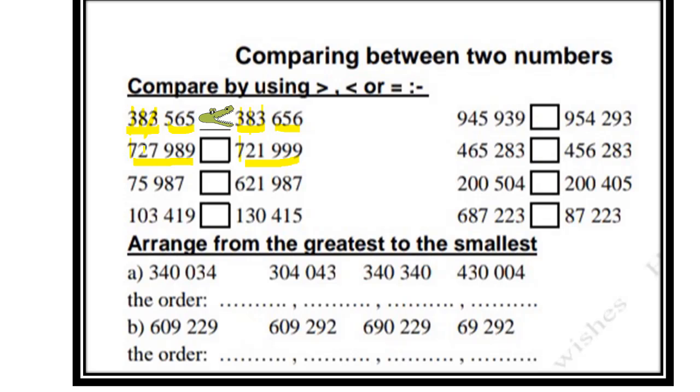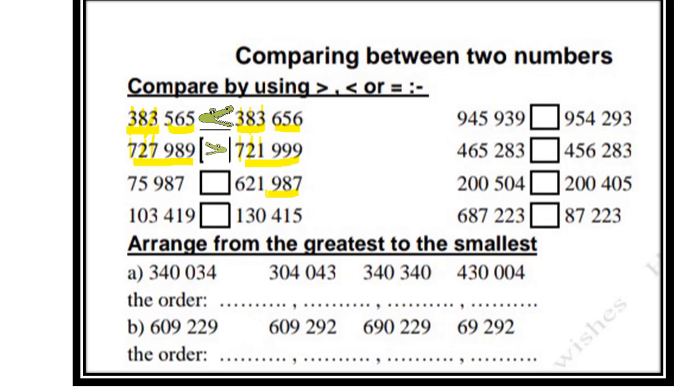They are equal. Look at the 10,000s. Here I have 2 and here I have 2. They are equal, teacher. Look at thousands. Here I have 7 and here I have 1. Which is greater, 7 or 1? 7, teacher.